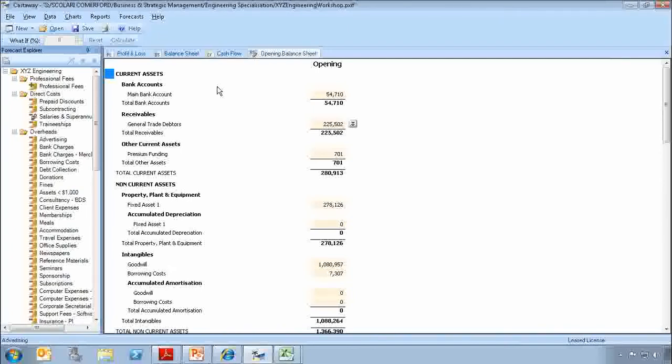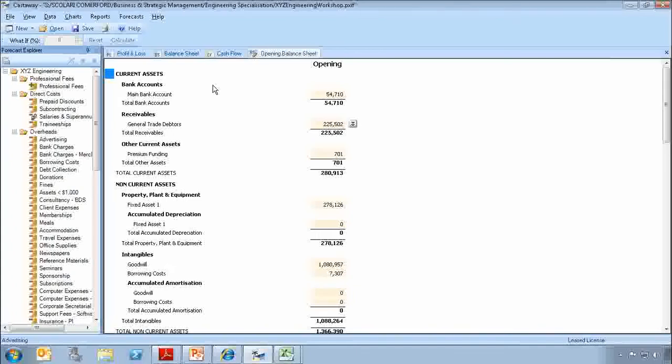So if we look at this particular example of XYZ engineering firm, it has an opening balance sheet. So at 1st of July, if we were to do a budget working with our clients for the next 12 months, and sometimes we'll do a 3-year projection for them if they so desire, the software allows us to do that.